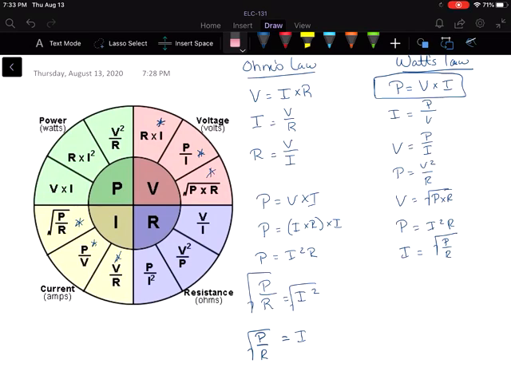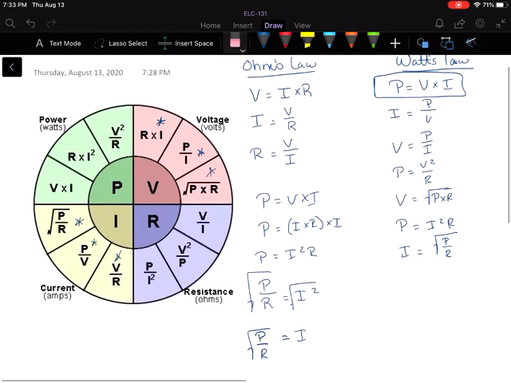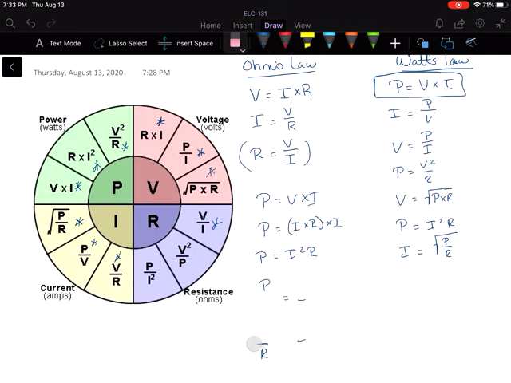I guess we also have all of the power equations here too. We've got, of course, V times I, I squared R, and V squared over R. So we now need to find our resistance equations. So of course we have the Ohm's Law, V over I. It's right here. Now let's take two equations. Let me get rid of a couple of these. Let's take this equation and this equation, and we're going to solve each of those for the resistance.